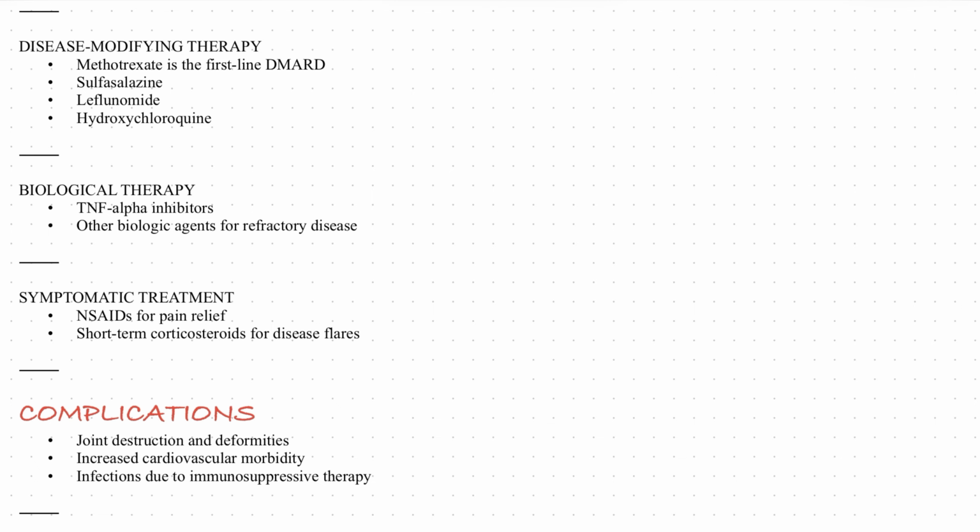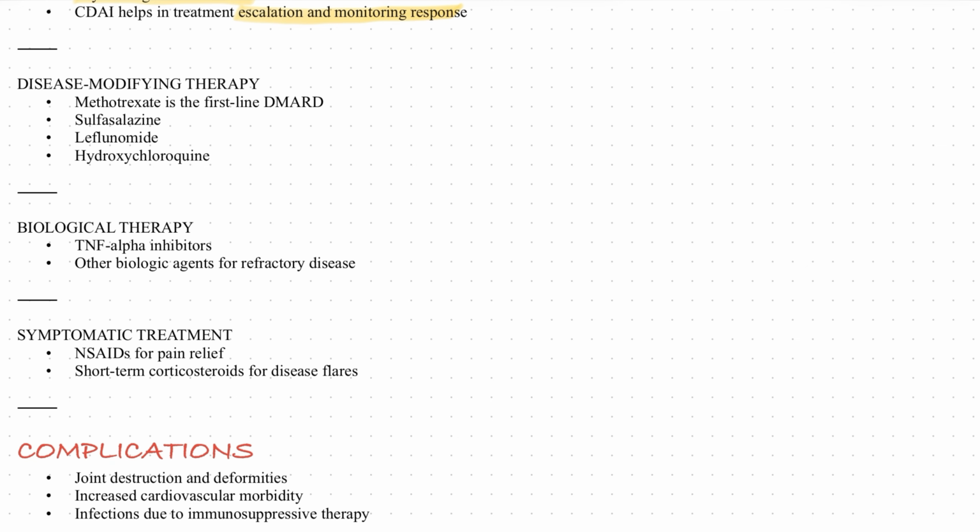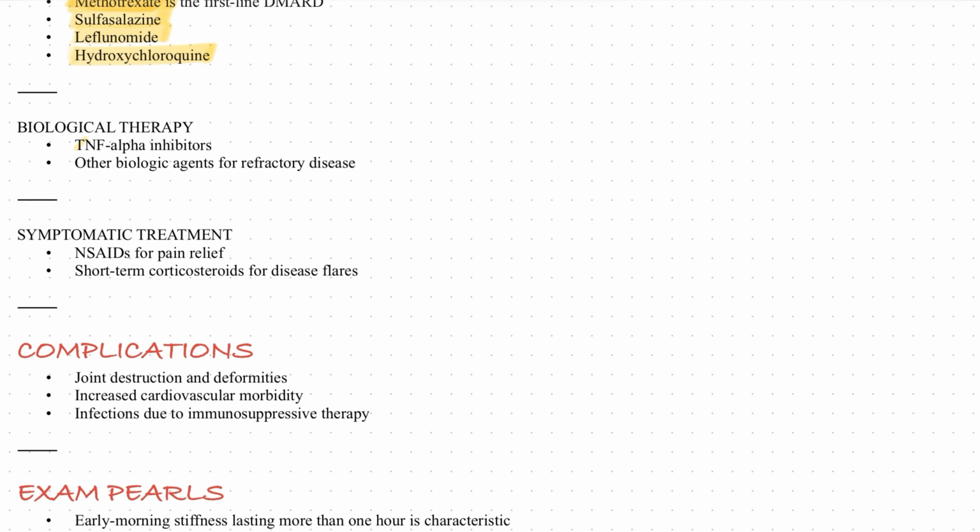Then coming to management. So actual management starts here. If you want, you can skip that part. This is disease-modifying therapy. Methotrexate is the first line of treatment for this. If someone asks about rheumatoid arthritis, the first thing you need to remember is methotrexate. Then other drugs like sulfasalazine, leflunomide, hydroxychloroquine. Then coming to biological therapy, we can give TNF alpha inhibitors.